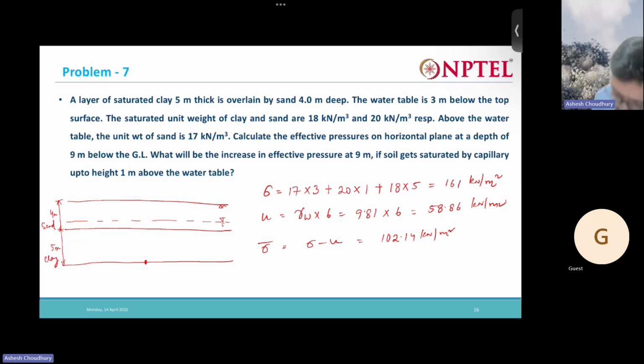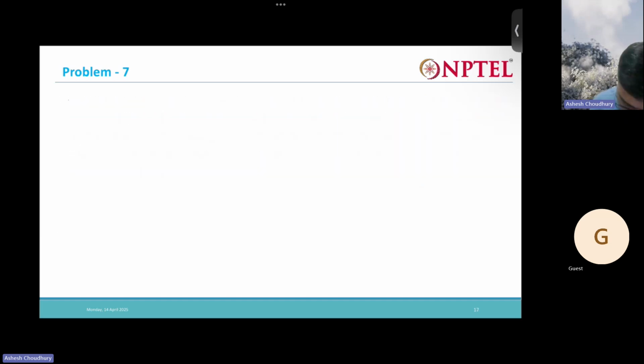Next, the question is, what will be the increase in effective pressure at 9 meter if soil gets saturated by capillary up to height 1 meter above the water table? Means 1 meter above it is getting saturated by capillary. Okay, then what will be the change? So now let us see the second case.